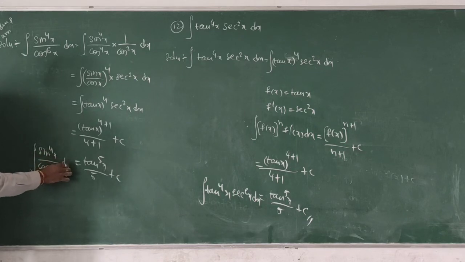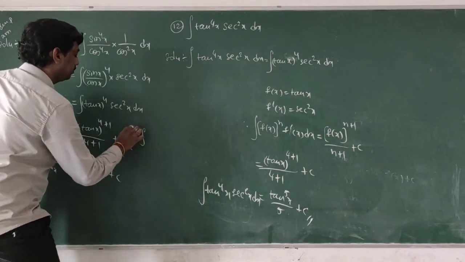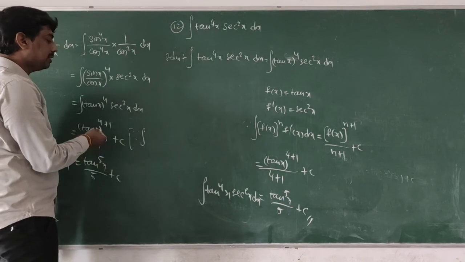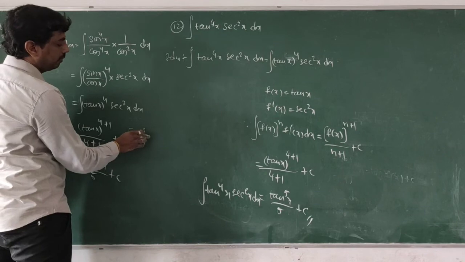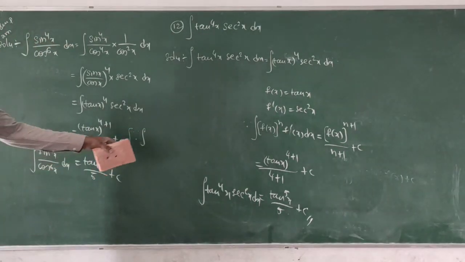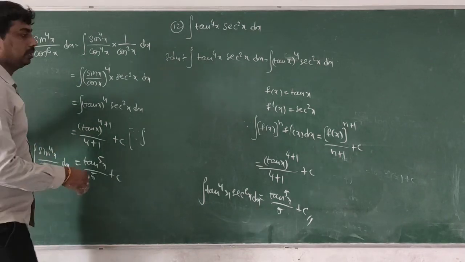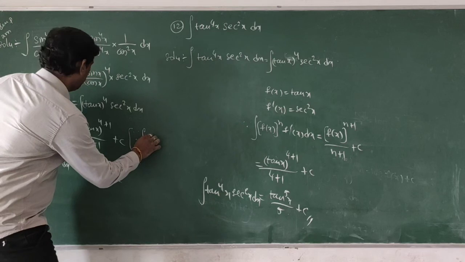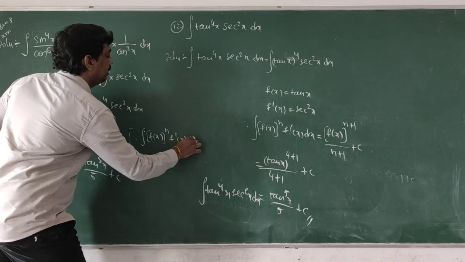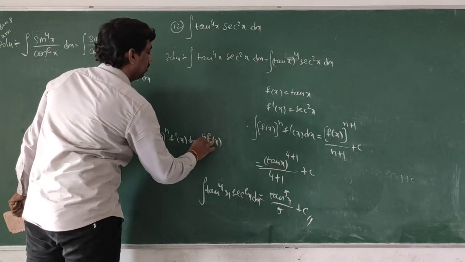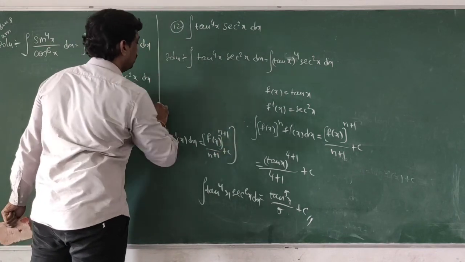So which formula did we use here? Write it down. If you write these things, the notes are easily understood. Whenever you prepare, write the integration formula, that means the formula which we use in this step, so you can easily understand it later. Integration of f of x whole power n into f dash x dx equals f of x whole power n plus 1 by n plus 1 plus c. That's the end of the solution.